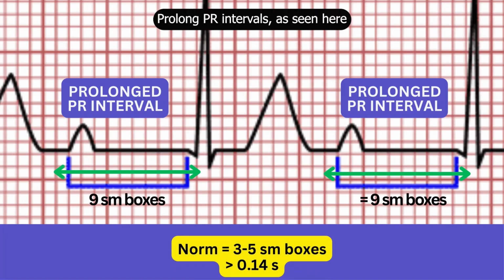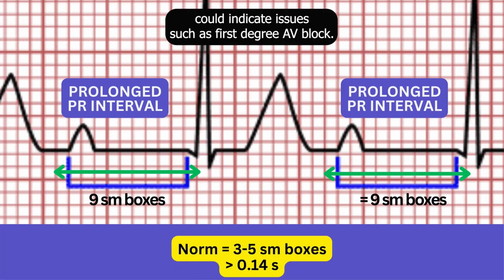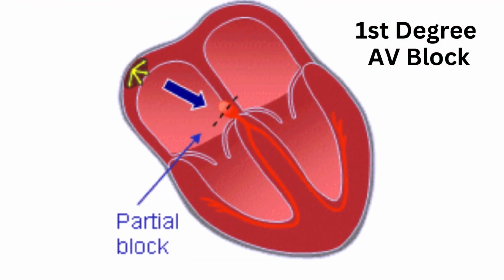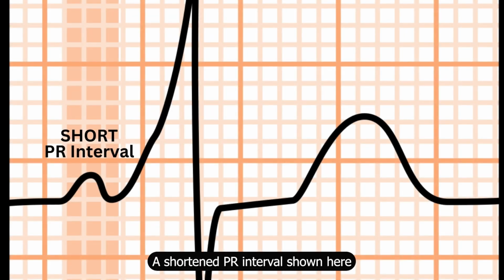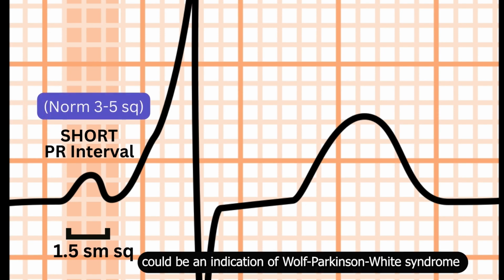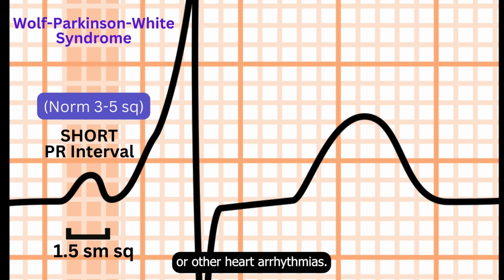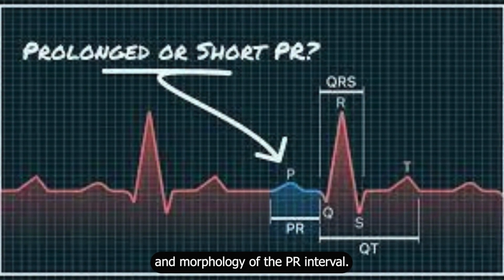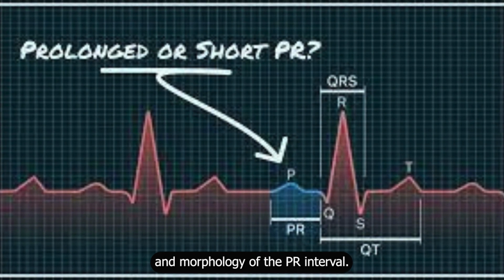Prolonged PR intervals, as seen here, could indicate issues such as first-degree AV block. A shortened PR interval, shown here, could be an indication of Wolff-Parkinson-White syndrome or other heart arrhythmias. So always be sure to analyze the duration, height, and morphology of the PR interval.